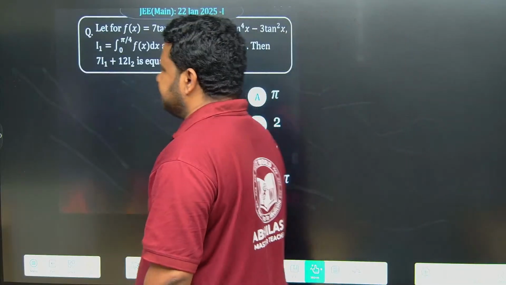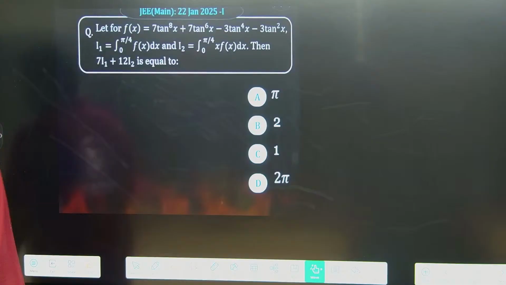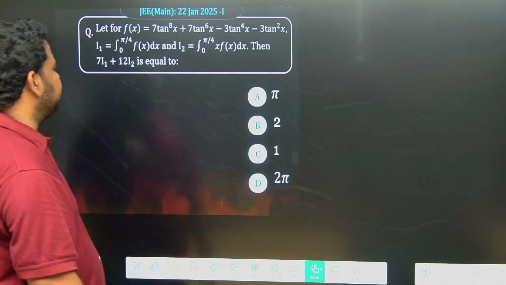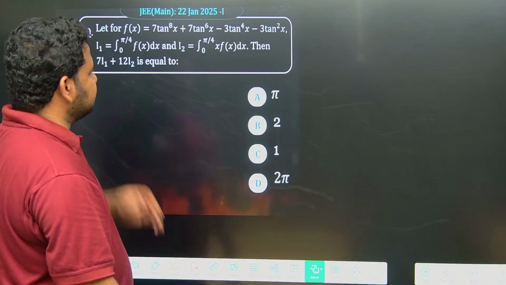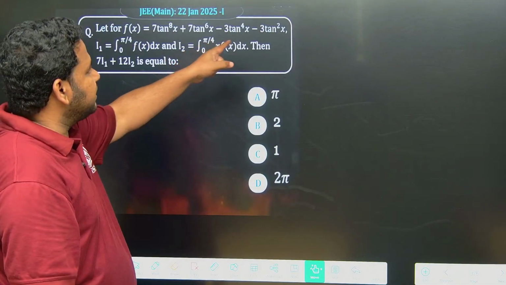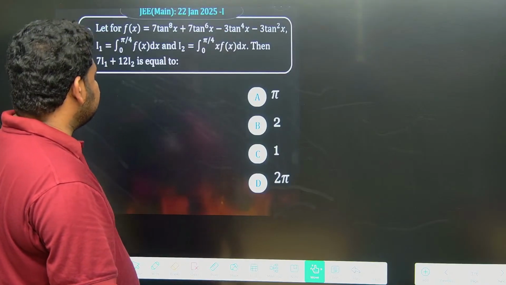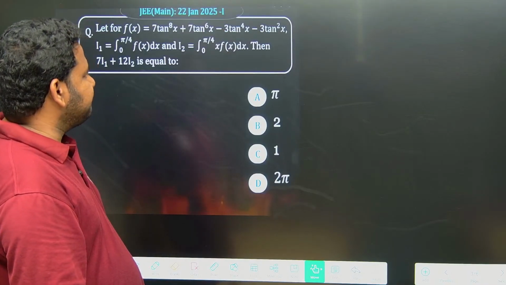Alright, let us have a look at this question. What is the question that they have given? Here, let f of x be equal to 7 tan power 8x plus 7 tan power 6x minus 3 tan power 4x minus 3 tan square x. So I1 is the integral from 0 to pi by 4 of f of x dx, and it is equal to the integral from 0 to pi by 4 of x f of x dx.